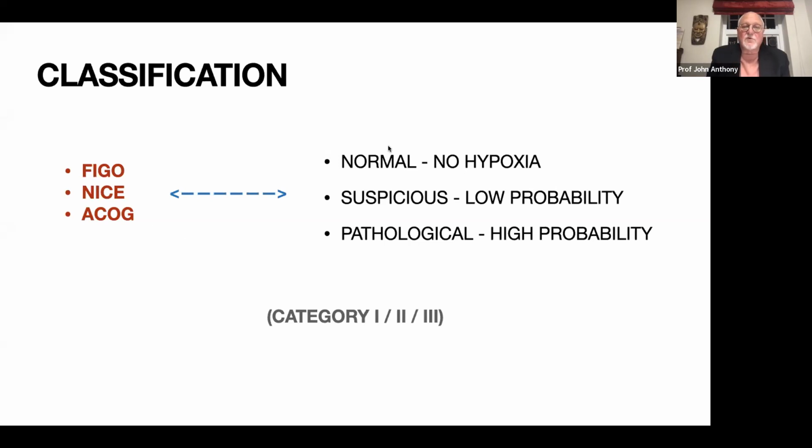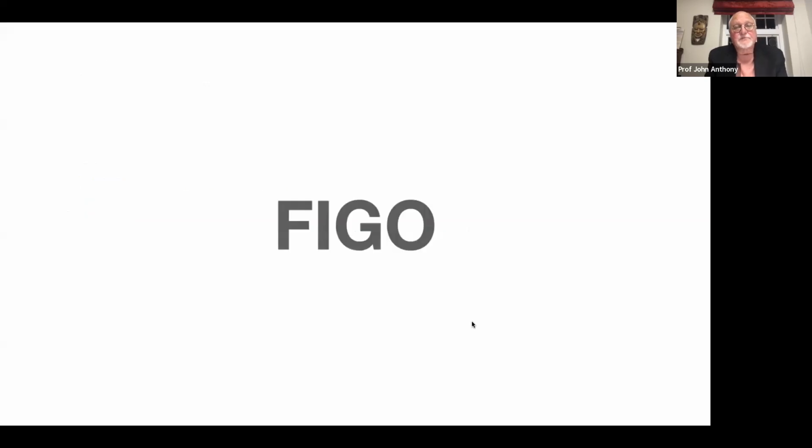The ACOG crowd don't talk about normal, suspicious, and pathological. They talk about category 1, 2, and 3. And I know for some reason or other at the University of Witwatersrand, this is their preferred classification in contrast to much of the rest of the country. I'm just putting it in there. So for those of you who've trained there, you will know that I haven't forgotten about you.